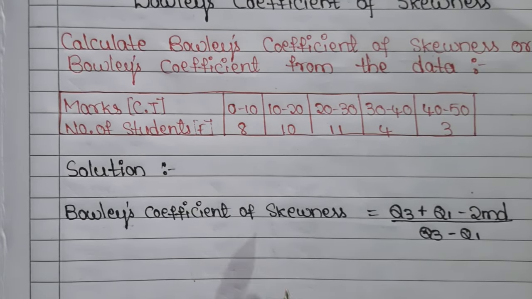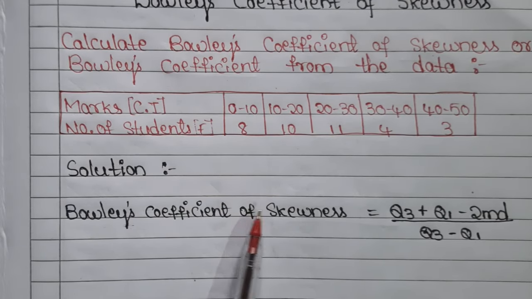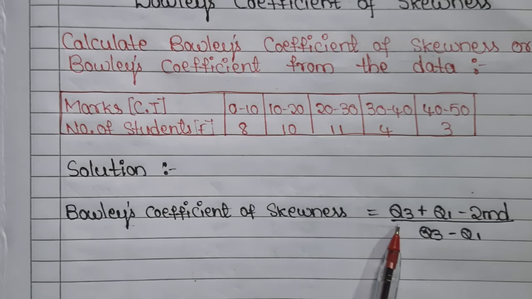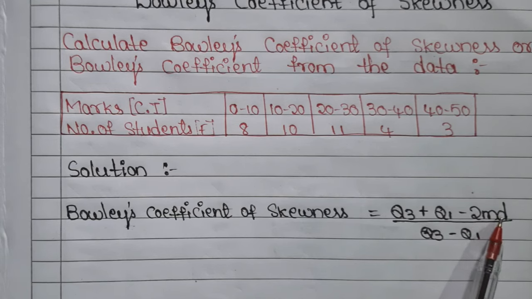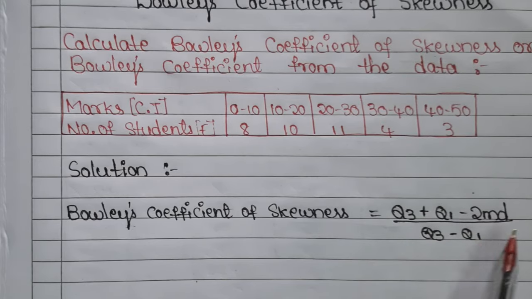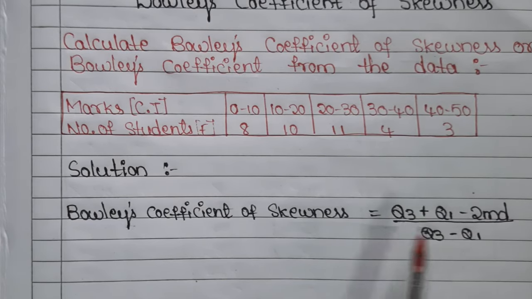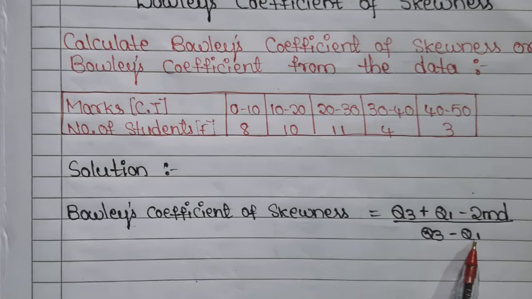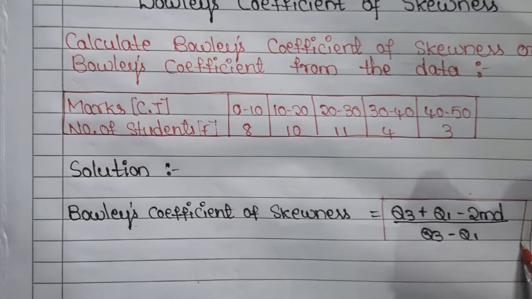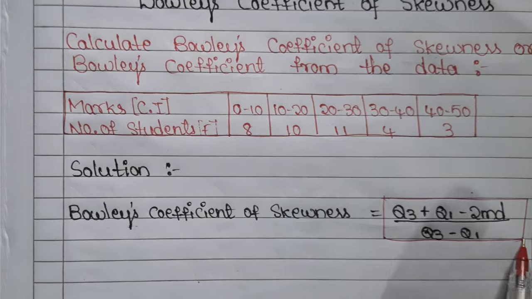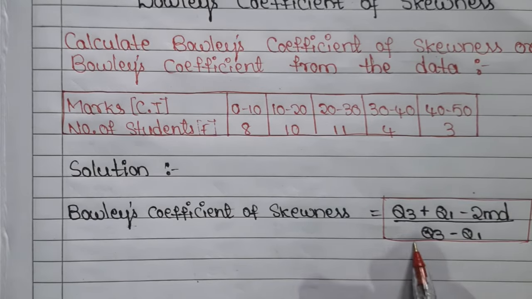Before going into the solution, let us know the formula of Bowley's coefficient of skewness. The formula is Q3 plus Q1 minus 2 MD, where MD is nothing but the median, divided by Q3 minus Q1. That is, Q3 plus Q1 minus 2 median by Q3 minus Q1. If you know this formula and the calculation part, you can easily do the solution. So remember this formula.